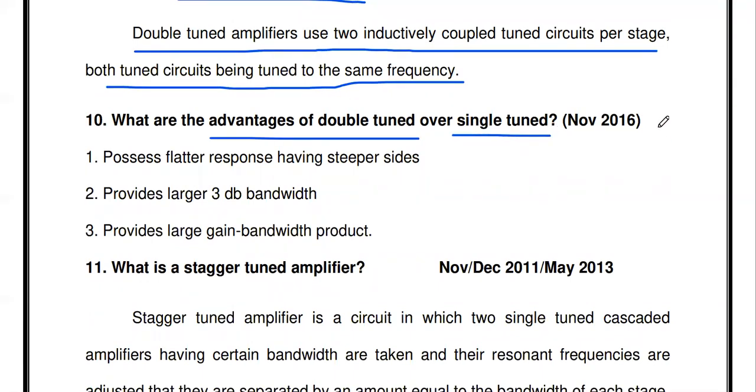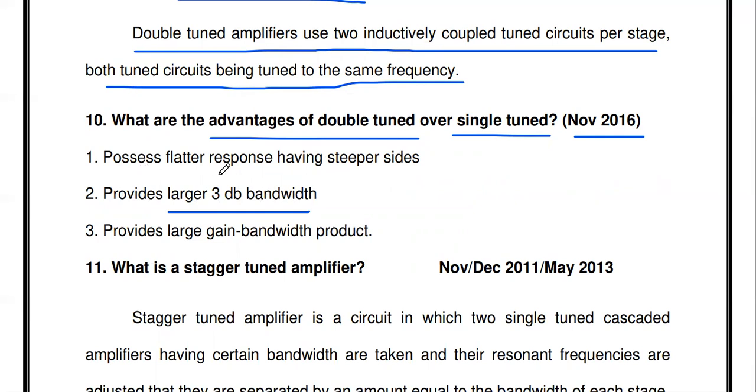So it is also one of the university questions, November 2016. What are the advantages of double tuned over single tuned? In double tuned, it provides a larger 3 dB bandwidth. When compared to single tuned, where the bandwidth is somewhat minimum, the double tuned provides the larger 3 dB bandwidth.